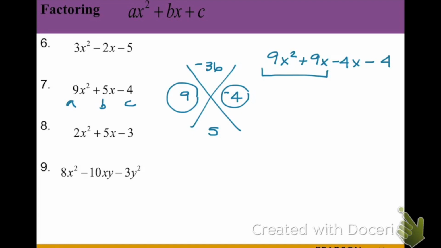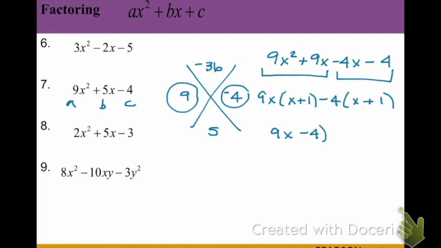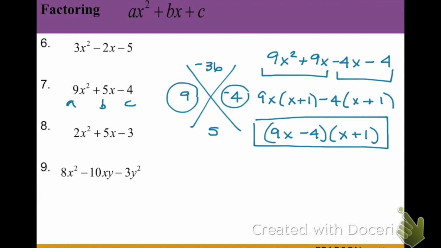So in this case, if we look at the first two terms, we notice that we can pull out a 9x. This will leave us with an x plus 1 in the first two terms. And then in the second two terms, we can pull out a -4, which leaves us with an x plus 1. So from here, our two factors will be what we pulled out, in this case, the 9x minus 4, and our second factor will be what's left over, the x plus 1. And so the factored form here for number 7 is going to be 9x minus 4 times x plus 1.